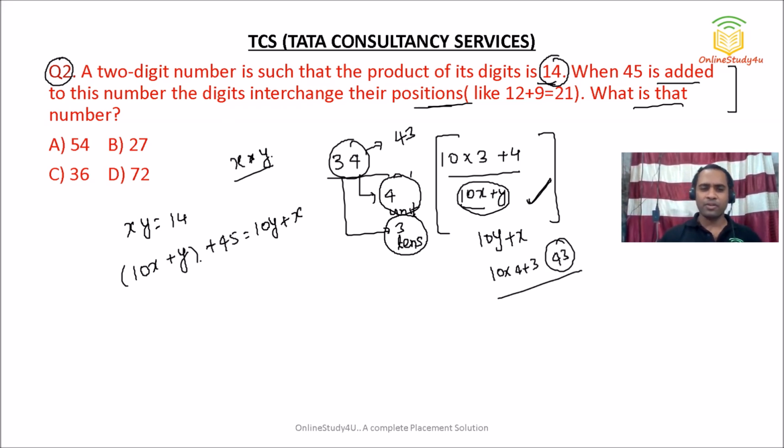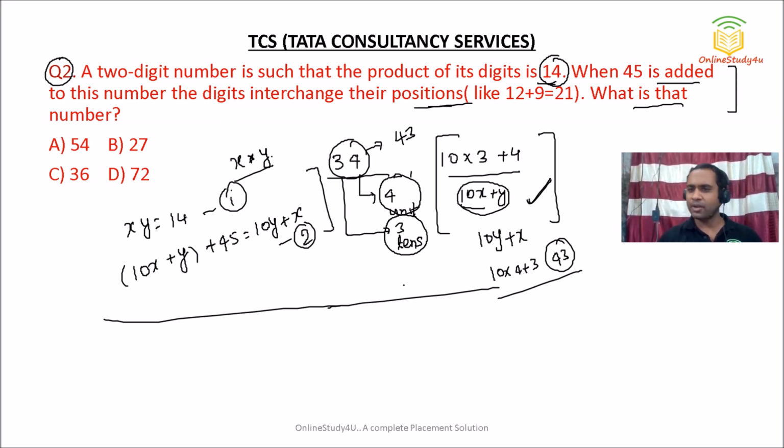You do not have to do all those things, friends. See, x, y you got. Now this is equation 1 and this is equation 2, and that's how you are going to solve it. But you see, the two-digit number, their multiplication is 14. So let us use the option attack, friends.